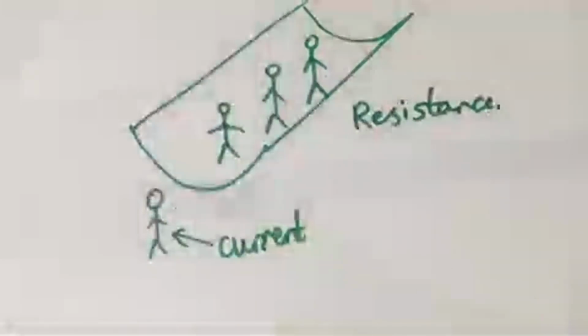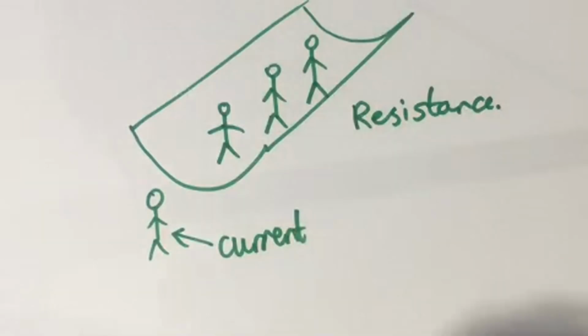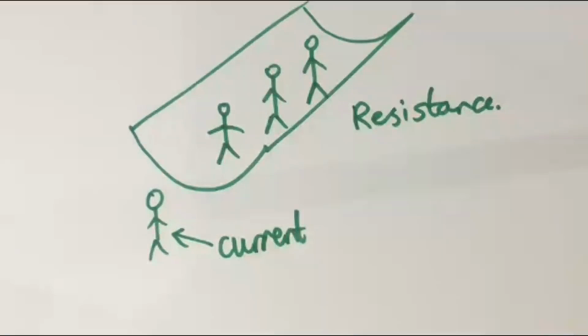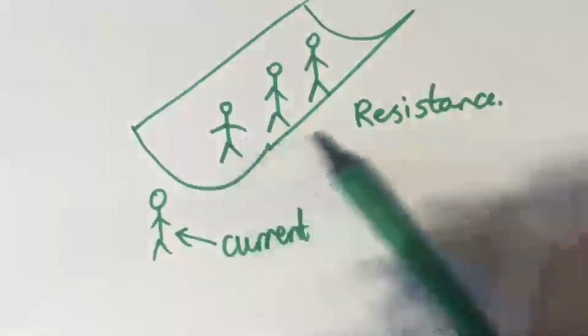Another example would be roads on a motorway. You'll think of cars trying to flow through a motorway. Anyway, let's not go on, because that'd be messy. So you've got resistance.